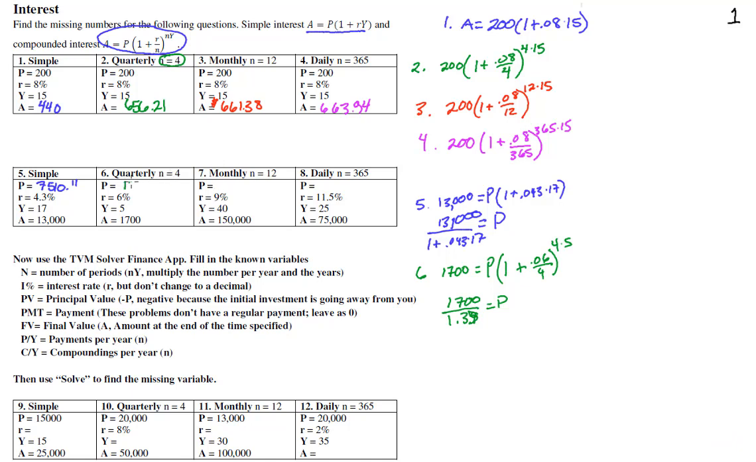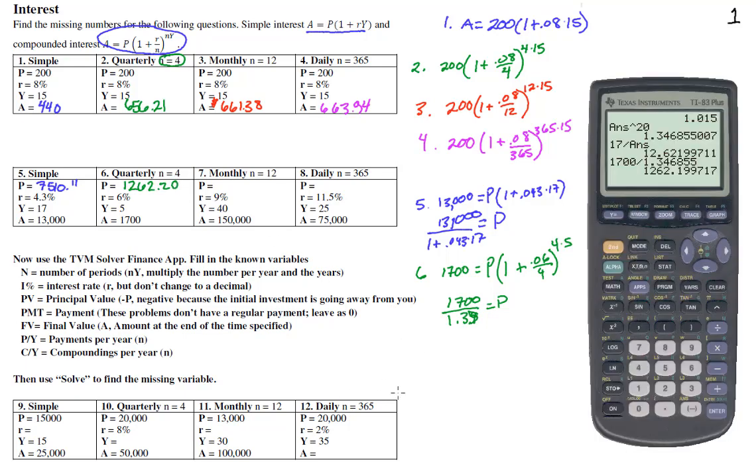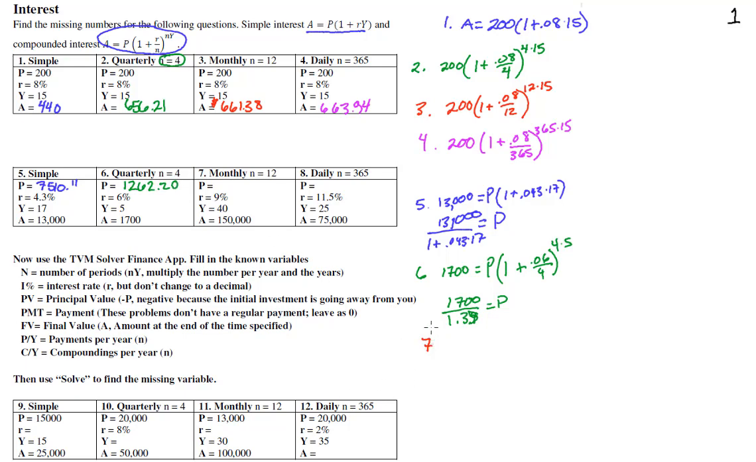$1,262.20. So that's $1,262.20. Good. And we have there. All right, number 7. Monthly, n equals 12. So we're going to have the same thing. We're ending up with $150,000.